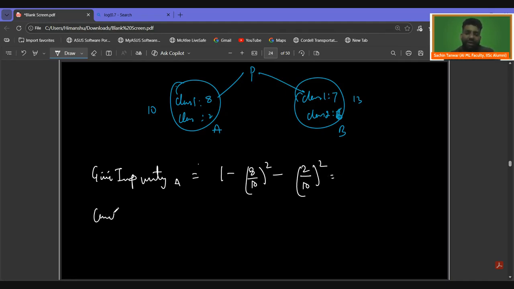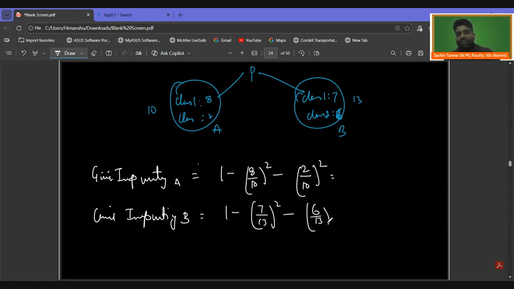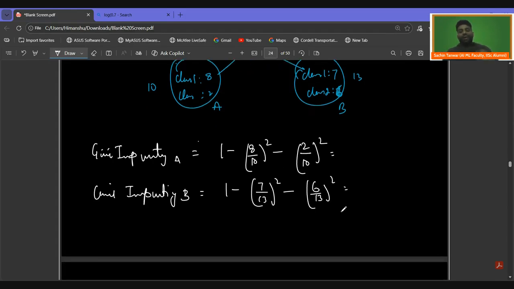Similarly, I'll be talking about the Gini impurity of the other child. What will that be? 1 minus 7 by 13 square minus 6 by 13 square. This would give me the impurity over here. Now, as I talked about, this is just half of the portion. I would like to know what the impurity is because of the overall split.